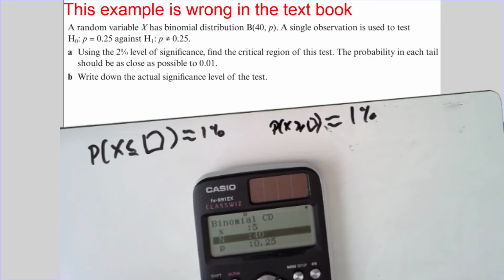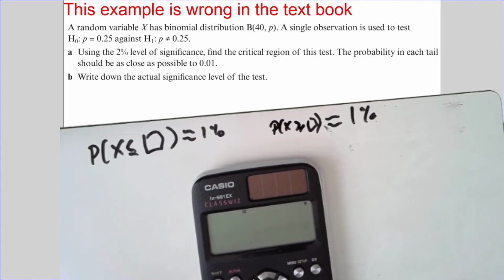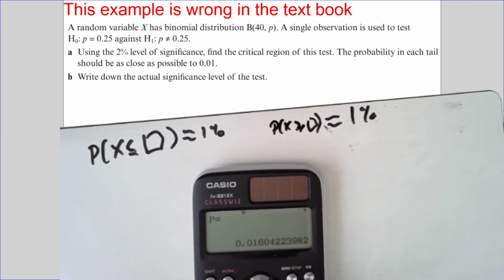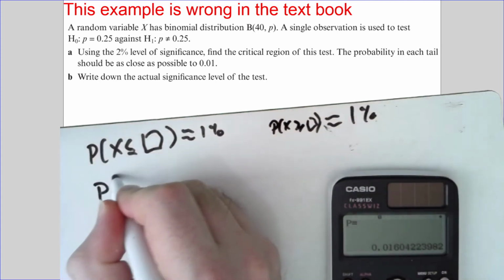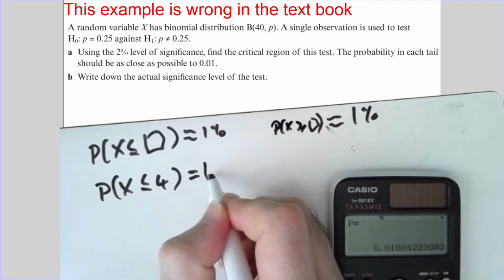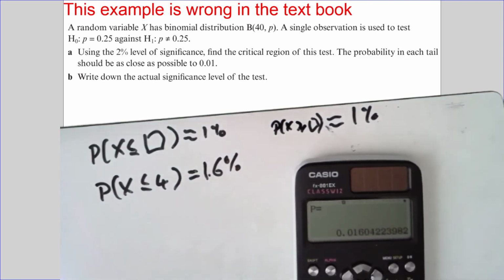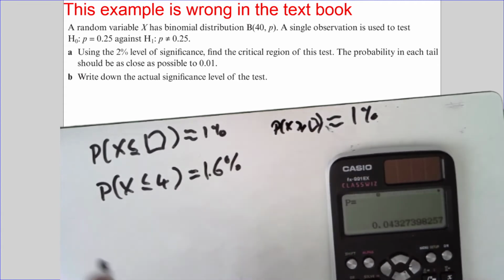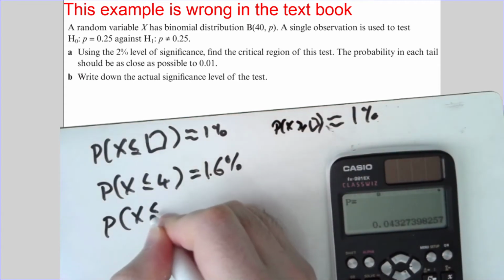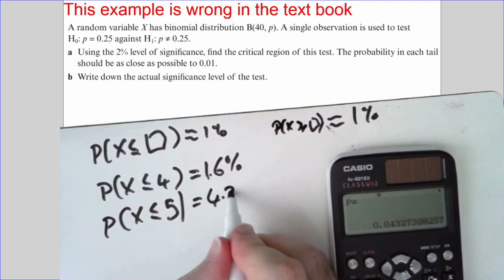Let's try 5 to start off with. That's 4%. Let's try 4. That's about 1%, but it's a bit big. So probability x is less than or equal to 4 equals 1.6%. Okay, let's try going one more up, 5. Probability x is less than or equal to 5 equals, and this is 4.33%.